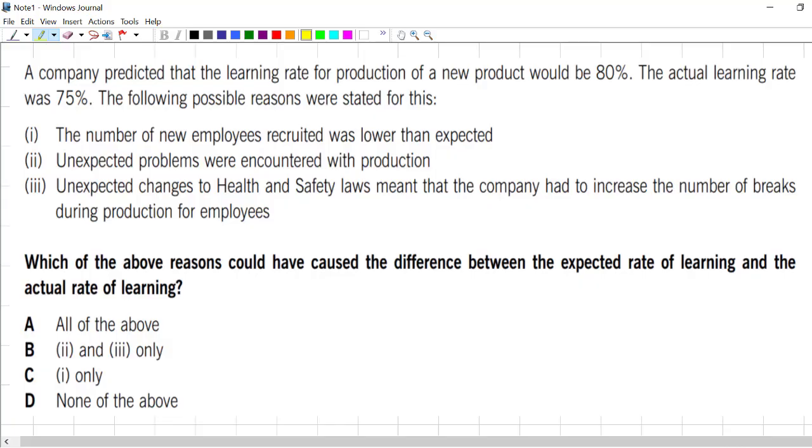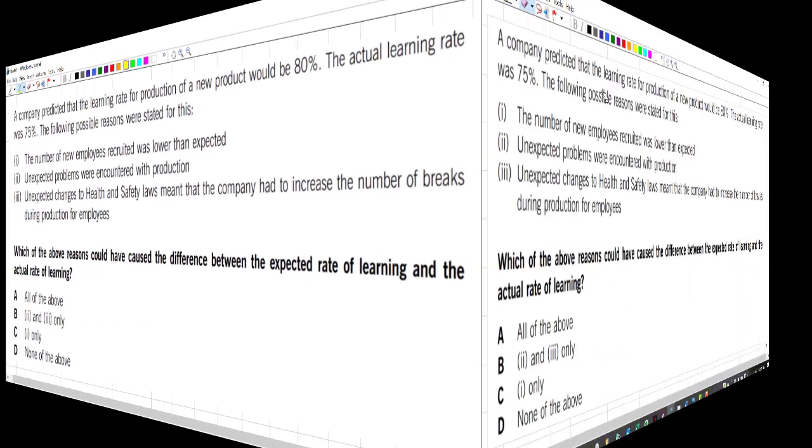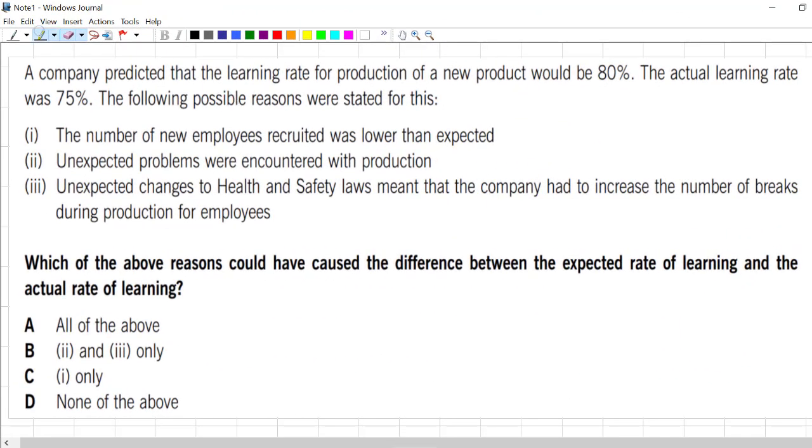Okay, friends, with that information, let's try a past exam question. Here it is on the screen. Hit pause, give it a try on your own, and then start the video up again when you're done. Let's try it together. A company predicted the learning rate would be 80%. The actual learning rate was 75%. Before we do anything, is this a good thing or a bad thing?